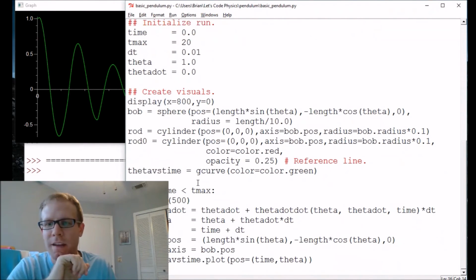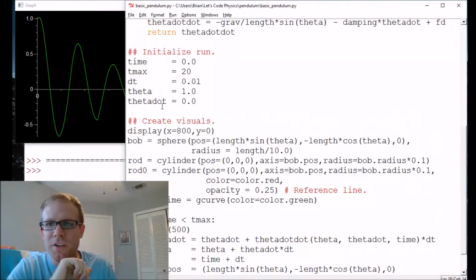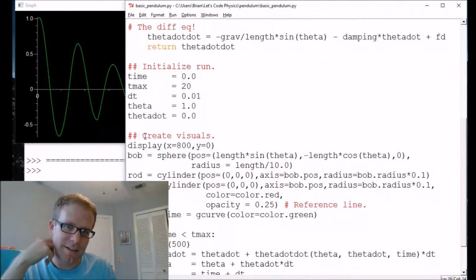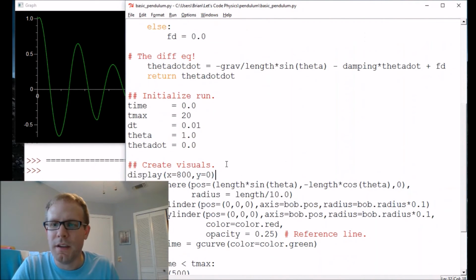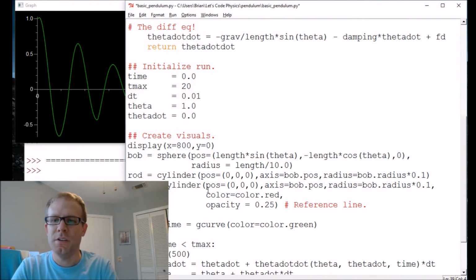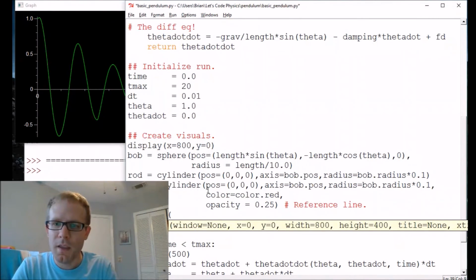So let's go ahead and let's see. We've got our G curve set up for the theta versus time. I still want to have that, but I want to add another display. So here I get theta versus time. For that, we want to call that G display. Let's make that one x equals 0, y equals 0. We'll keep that one in the same spot. And let's give that one a title of theta versus time.